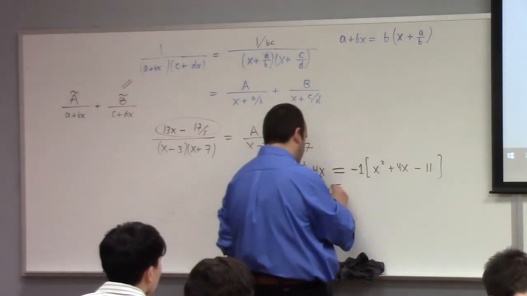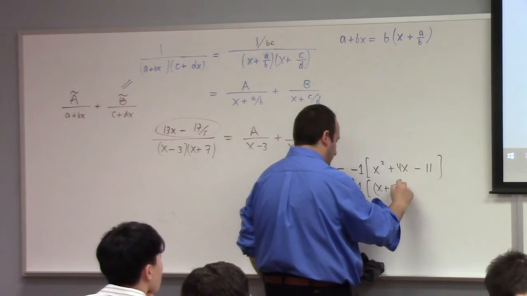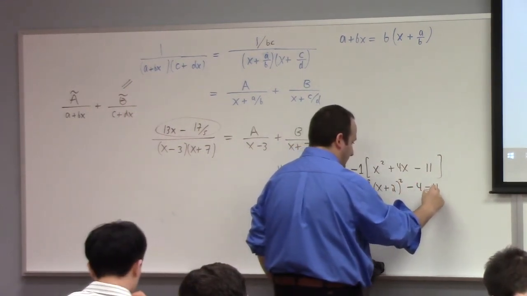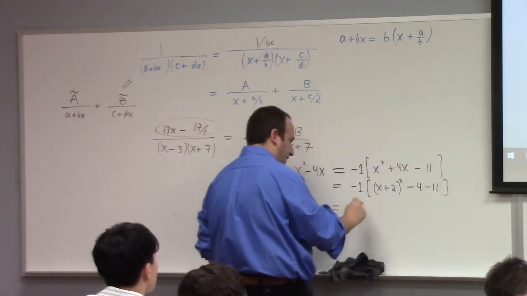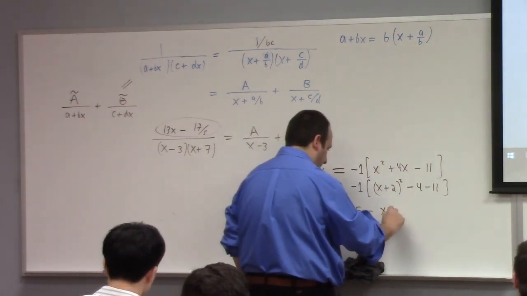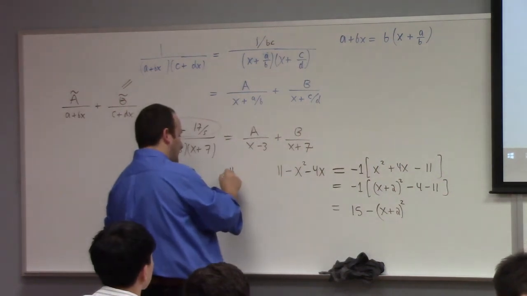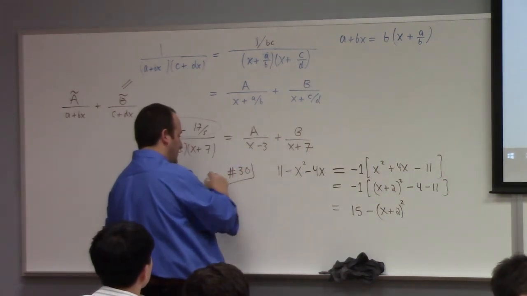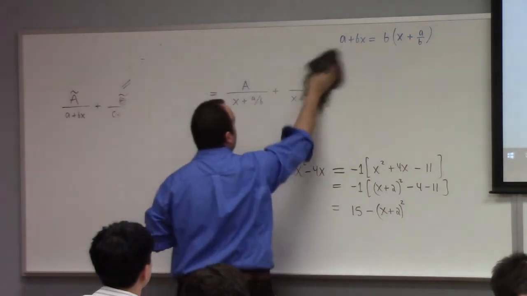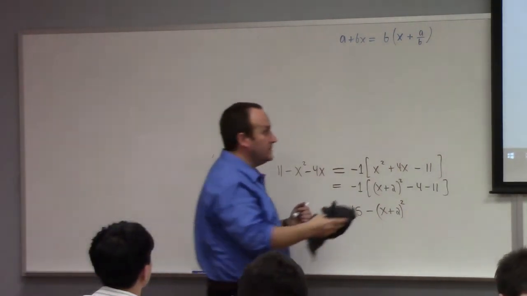This is what? X plus 2 quantity squared. What is that? Minus 4 minus 11. So I actually have 15 minus x plus 2 quantity squared. This bit of algebra for number 30 will help you out, right? Then what substitution would you make given that bit of algebra?